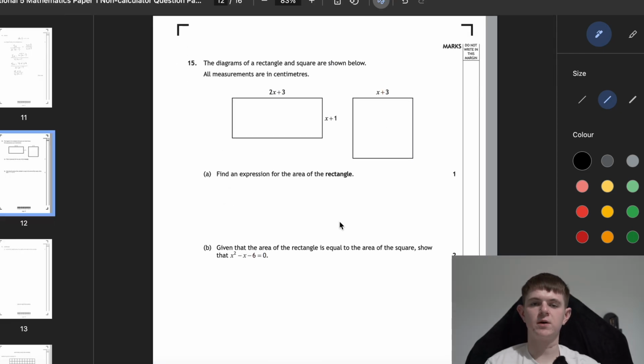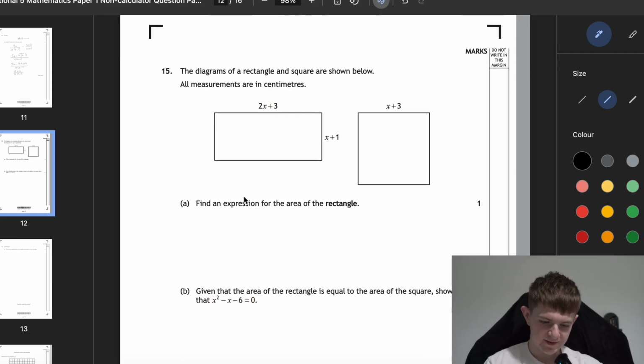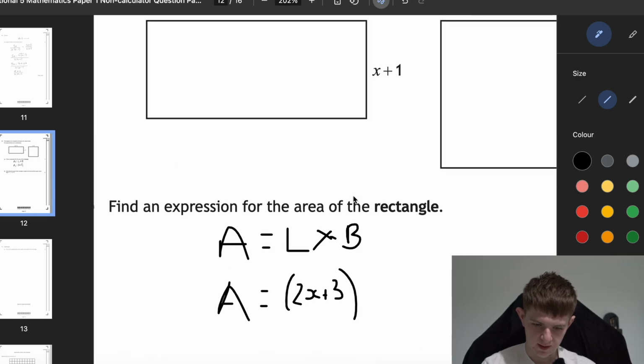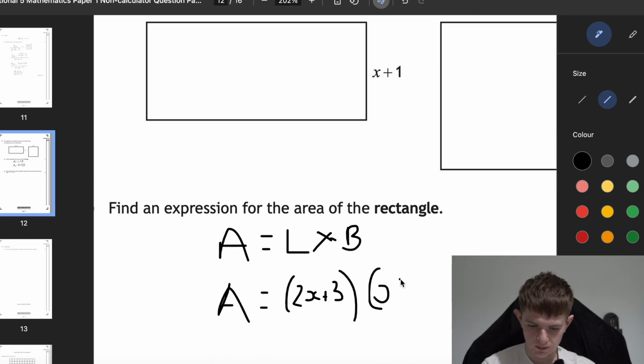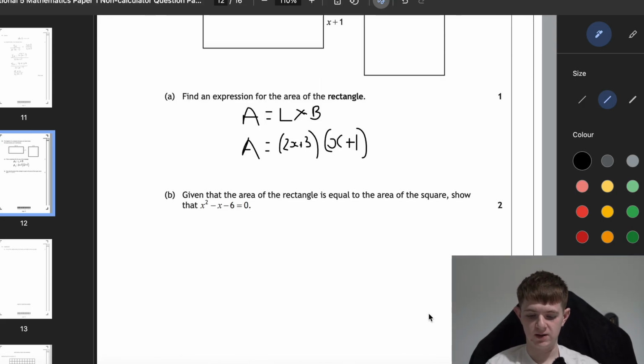Our final question, this one is tricky without a doubt, but we're going to do it. Find the expression for the area of a rectangle. So the area of a rectangle, first of all, we know from primary school, area equals length times breadth. The length times the breadth in here is 2x add 3, and then our breadth is x add 1. That's already a mark, so you take that already.